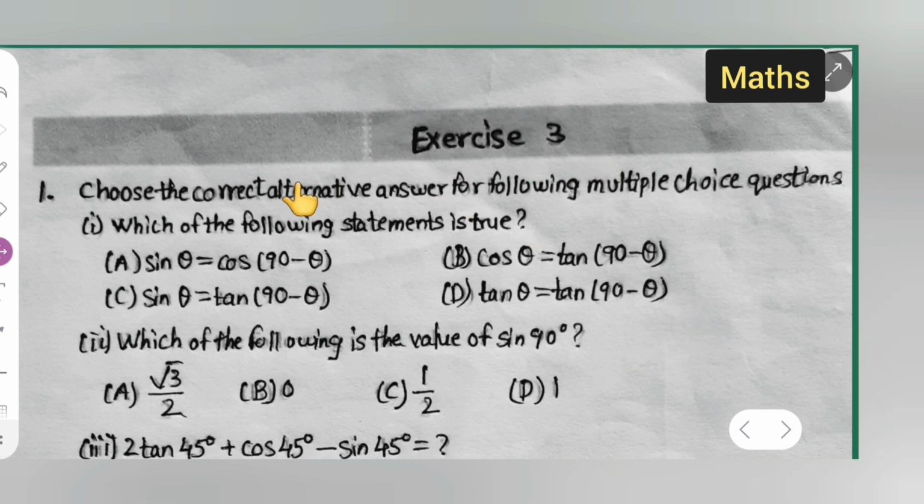Now exercise 3. The first question is: choose the correct alternative answer for the following multiple choice questions. First, which of the following statements is true? Option A is sin theta is equal to cos of 90 minus theta. B is cos theta is equal to tan of 90 minus theta. Option C is sin theta is equal to tan of 90 minus theta. Option D is tan theta is equal to tan of 90 minus theta. So in this, which option is correct? Option A is the correct one, right? Sin theta is equal to cos of 90 minus theta. So you all can tick this, okay?